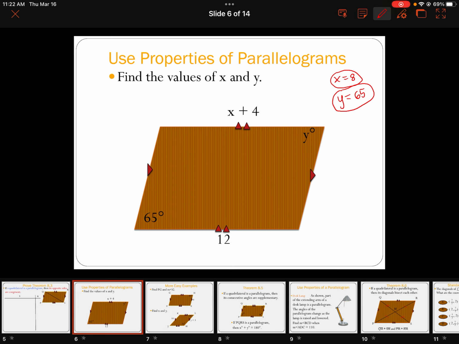Simple. We use theorem 8.3 and we use theorem 8.4.